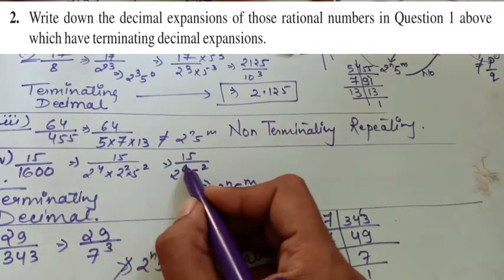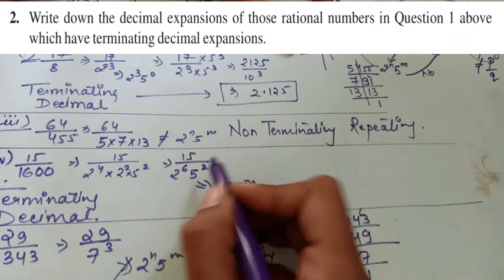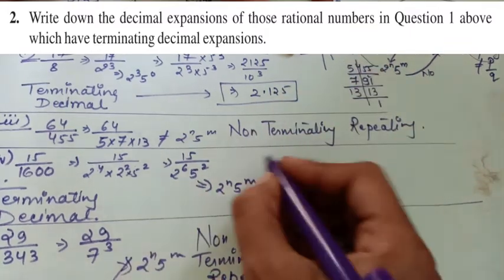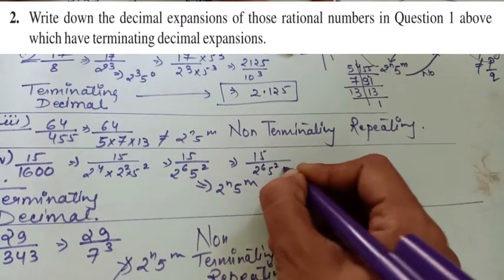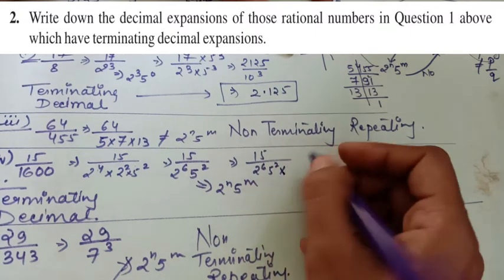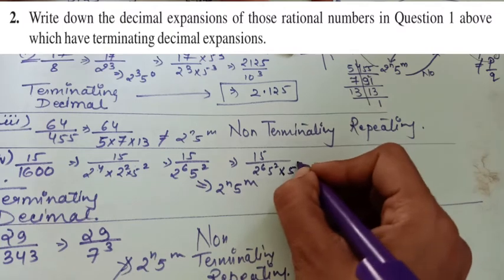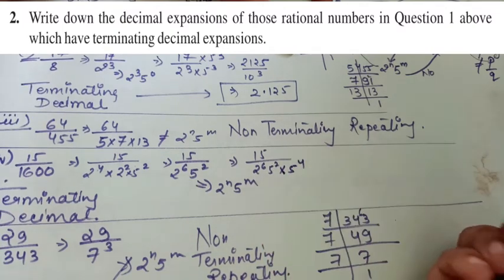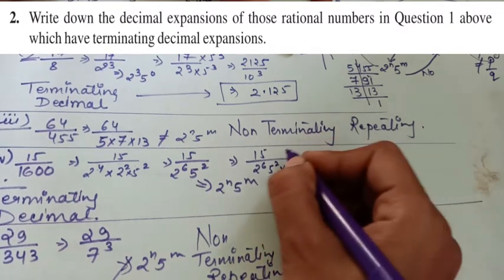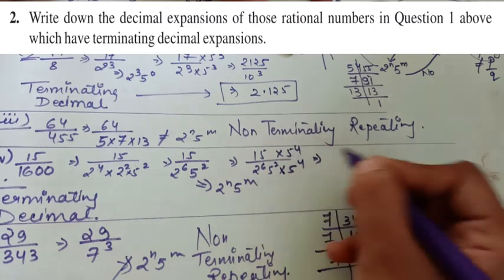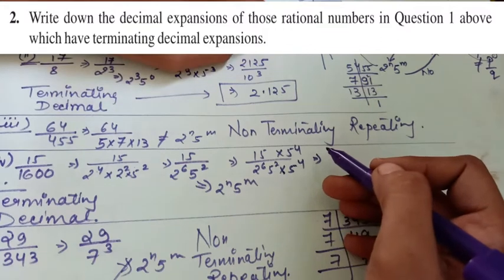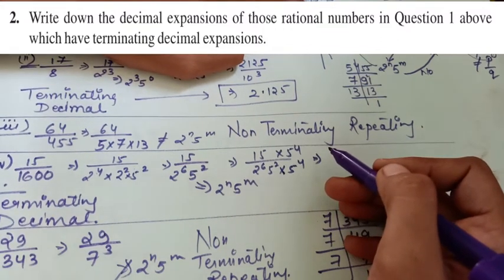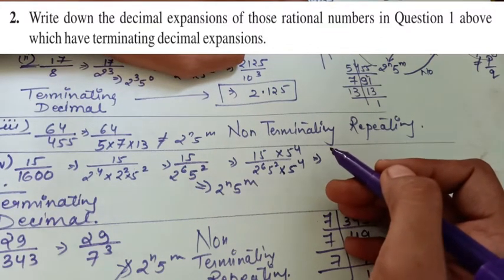This is in the form 2 to the power 6, 5 to the power 2. Four 5s are missing. So we'll write it this way: 15 upon 2 to the power 6, 5 to the power 2, into 5 to the power 4, so that 2 and 4 become 6. If 5 to the power 4 is multiplied in the denominator, it also has to be multiplied in the numerator. 5 to the power 4 is 625.